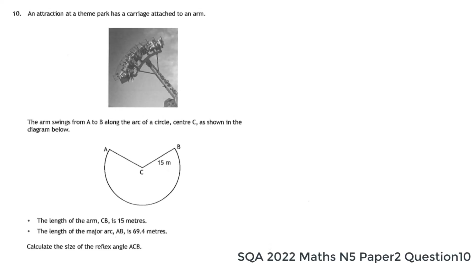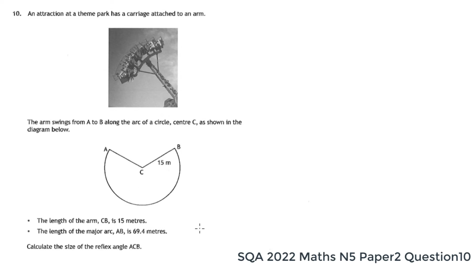So this is question 10. We've got a theme park attraction where there's a carriage attached to an arm and it swings. Here's a diagram of it. It swings in the shape of an arc of a circle. And we're told that the length of the arm is 15 metres. The length of major arc AB is 69.4 metres. We're asked to calculate the size of the reflex angle ACB.